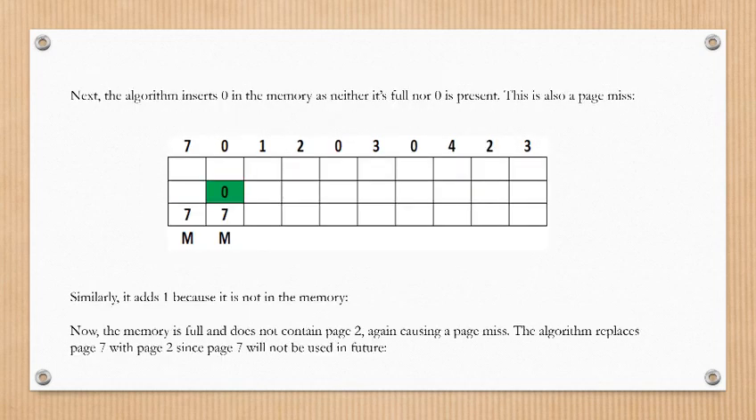Again, it is represented as M at the place of 0. Similarly, it adds 1 because it is not in the memory. Now, the memory is full and does not contain page 2, again causing a page miss. The algorithm replaces page 7 with page 2 since page 7 will not be used in the future.